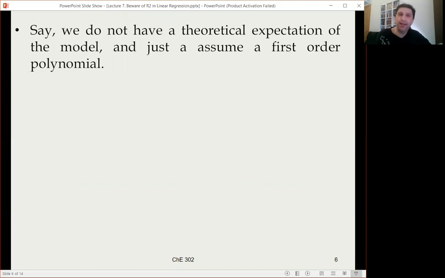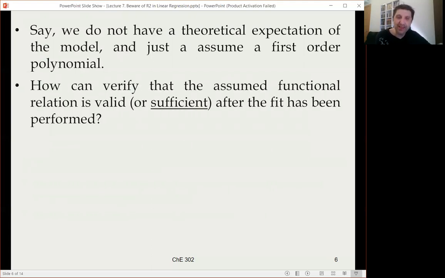Anyway, let's generalize this whole thing. Let's say that we don't have a theoretical expectation of the model and we just assume a first order polynomial. So if you don't have a theoretical expectation, and if your data does not say much about what's going on, and in some cases it may not be easy to see how data is scattered if you have many different covariates, then a first order polynomial model is the simplest and also the most practical and reasonable first assumption. You start with this one. Then the question is, how can you verify the validity of this model?